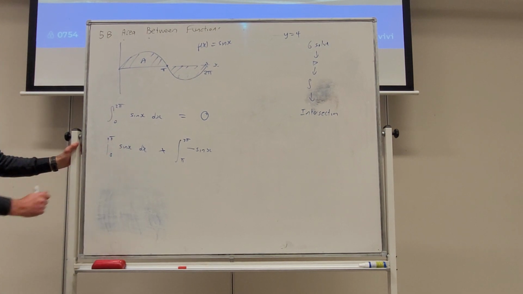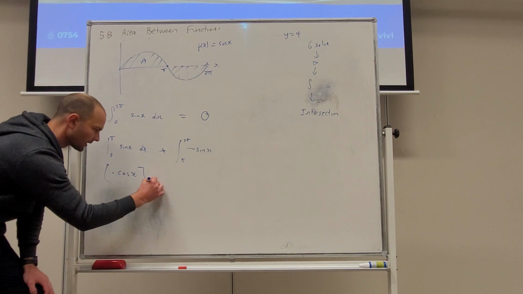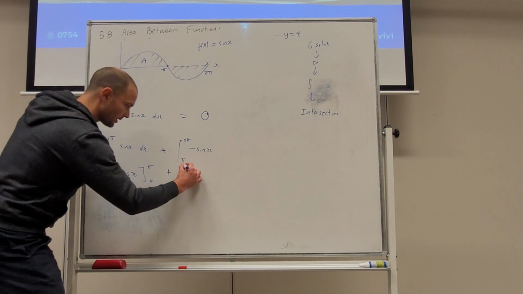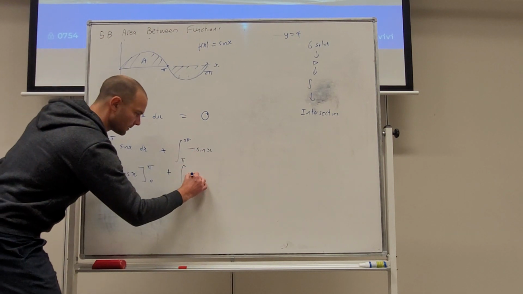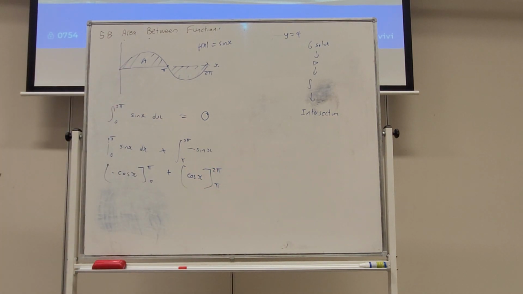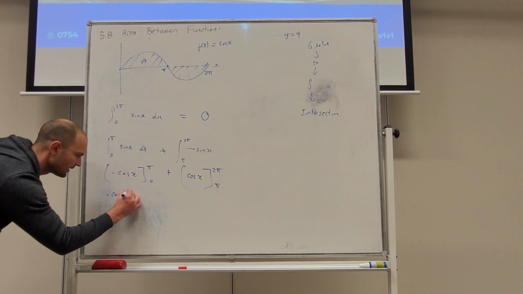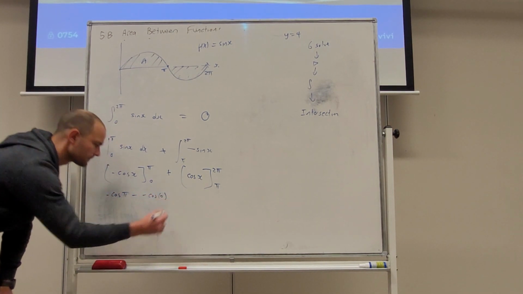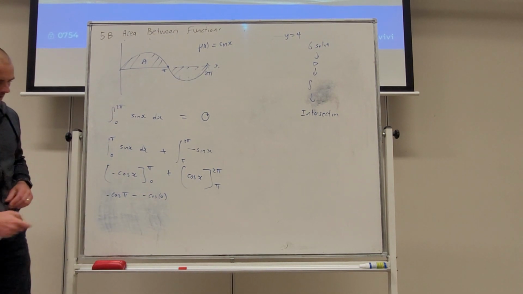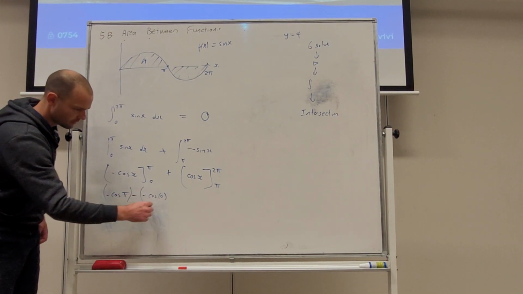All right, so the integral of sine x is going to be negative cos x, and we're going from 0 to pi. And then for this one over here, the integral of negative sine x is going to be positive cos x from pi to 2 pi. And then we'll just apply our fundamental theorem of calculus. Here we'll have minus cos of pi, take away minus cos of 0. So we're subbing in the first boundary, take away the second boundary.